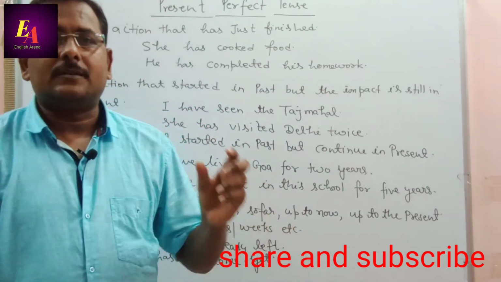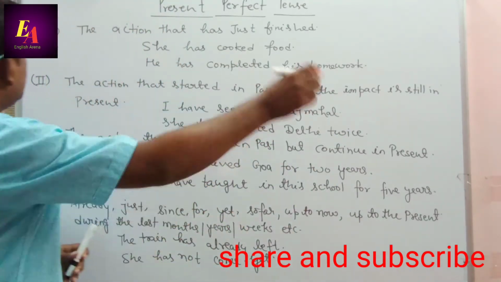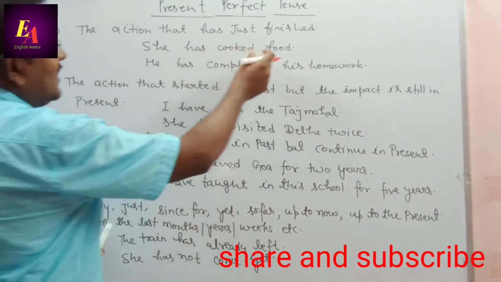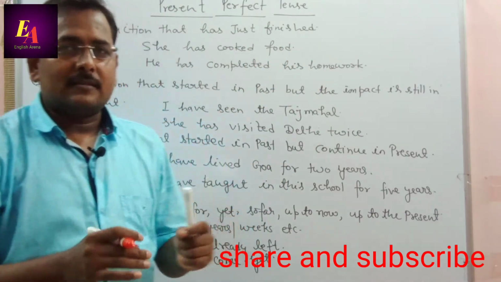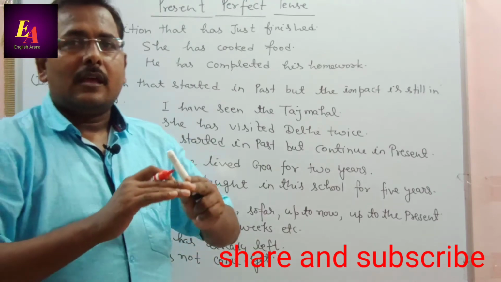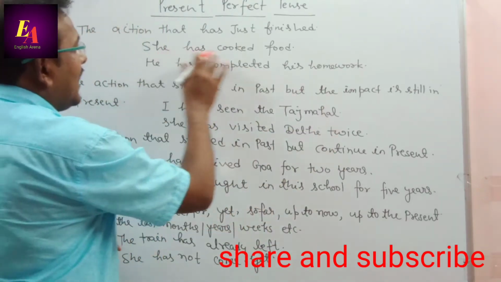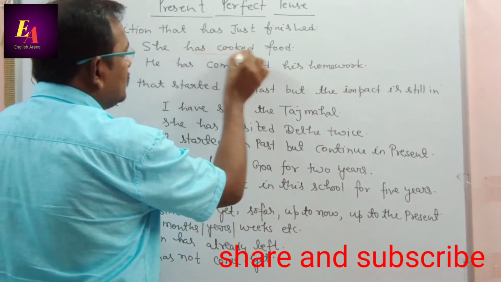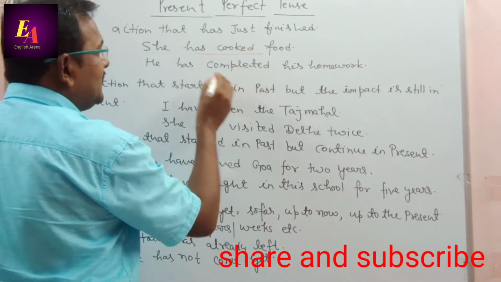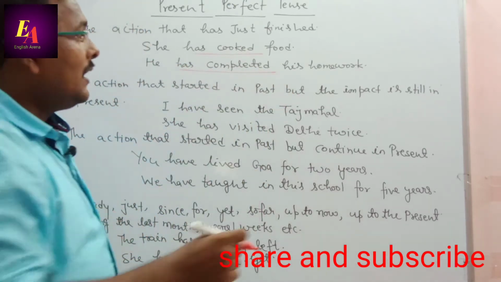Where to use present perfect tense, with these rules. Let's see. First, the action that has just finished. It means at the time of speaking, the action has completely finished. Let's see. She has cooked food. He has completed his homework.